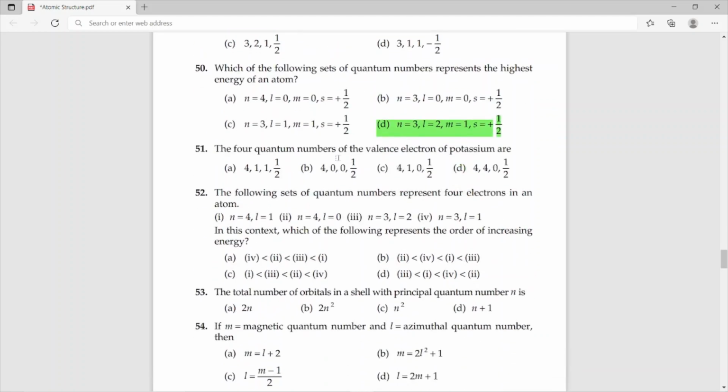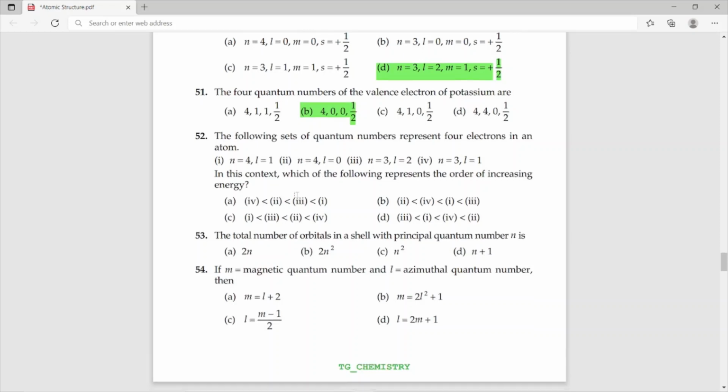Next is: the 4 quantum numbers of the valence electron of potassium are. What are the quantum numbers for potassium? The right answer is option B, 4, 0, 0, half. Those are the 4 quantum numbers for potassium.